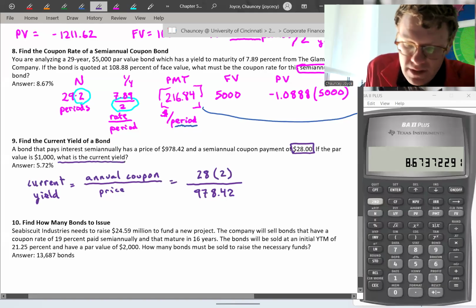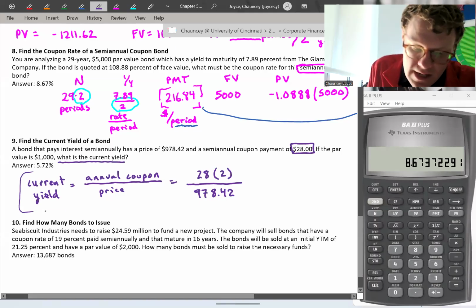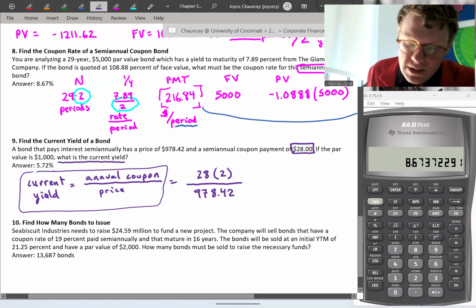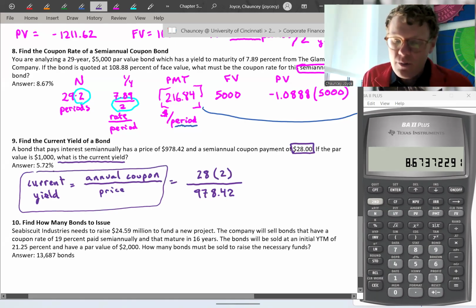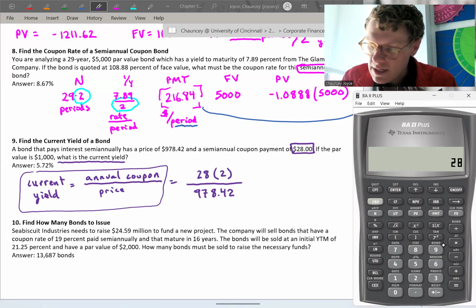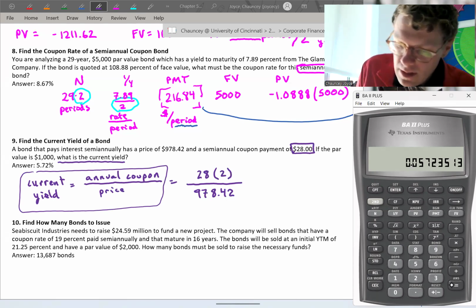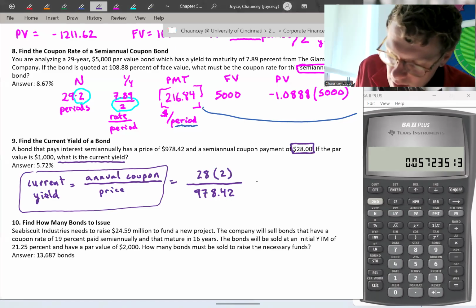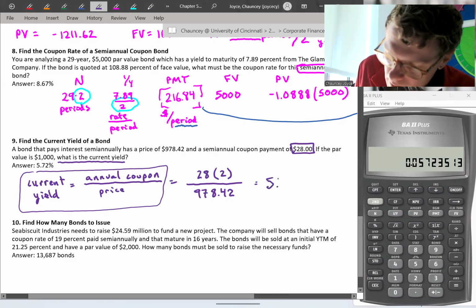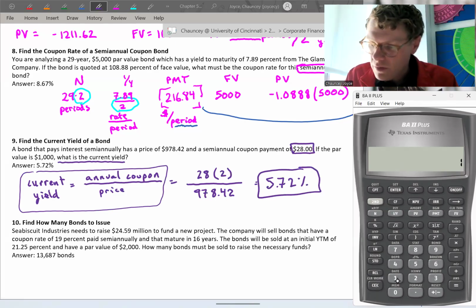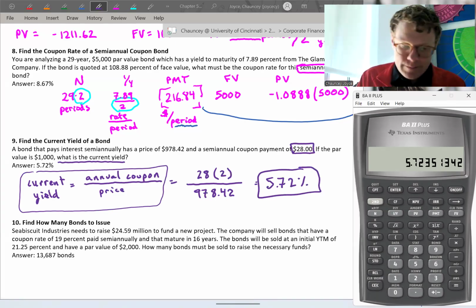Just be careful to answer the question that's asked. This is not asking for the yield to maturity, but rather it's asking for the current yield, which is the annual amount of the coupon divided by the price. So all you do is take 28 times 2 for your numerator over 978.42, which is a percent of 5.72%. So you can convert that to percentage form by multiplying by 100.